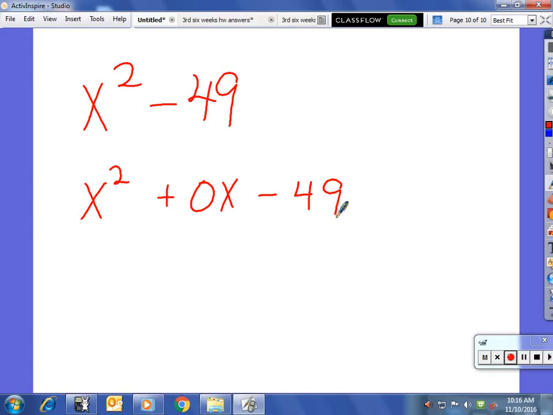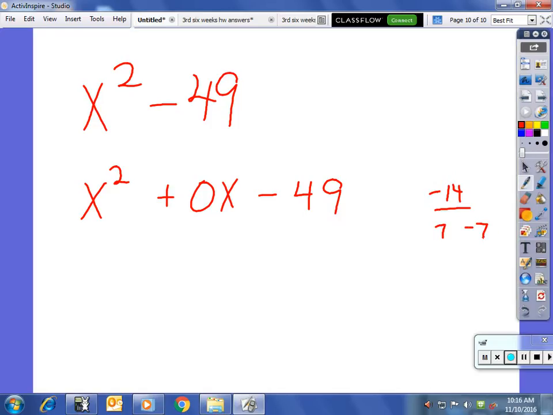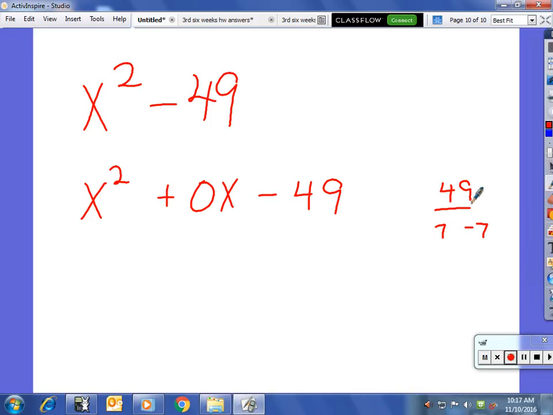Here's where this process is much faster than normal, because I don't have to go through all the pairs of 49. 1 and 49. It's got to be 7 and 7. What's the square root of 49? 7. So the pair that's going to make a negative 49 is going to be positive 7 and negative 7, and it adds up to 0 x's in the middle. So we could write x squared plus 7x minus 49.